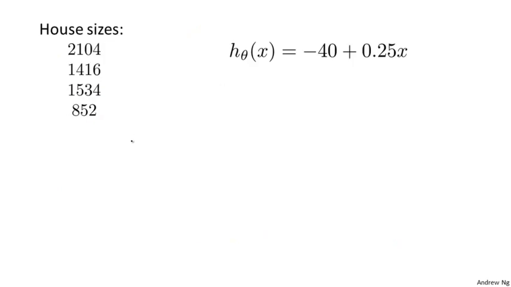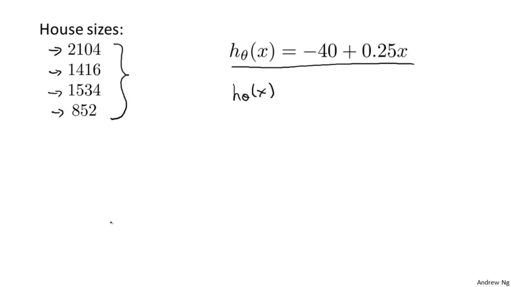Finally, let me show you a neat trick. Let's say we have a set of 4 houses, with 4 sizes like these, and let's say I have a hypothesis for predicting the price of a house. And let's say I want to compute h of x for each of my 4 houses here. It turns out there's a neat way of applying this hypothesis to all of my houses at the same time. It turns out there's a neat way to pose this as a matrix vector multiplication. So here's how I'm going to do it.